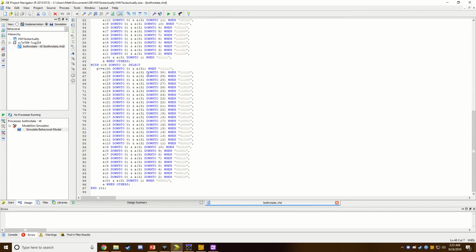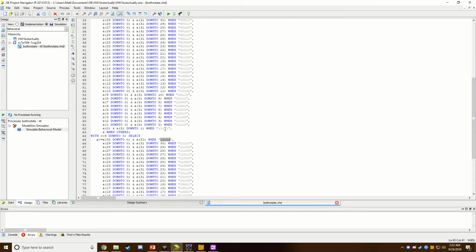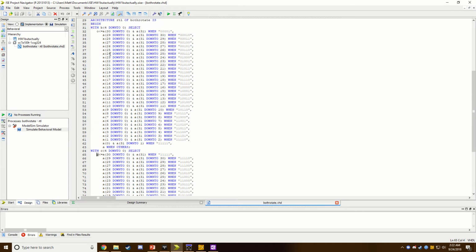And then down here is the left rotate, or the right rotate. This was the left rotate. This is the right rotate. The right rotate is basically the same thing, except the numbers are backwards. So this is the same action as this is, but for the right rotate, it's the opposite number, basically. And it's outputting the P instead of O. So it does both at once.